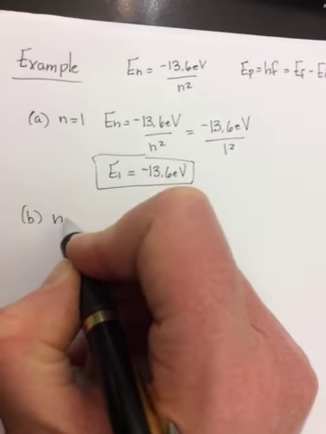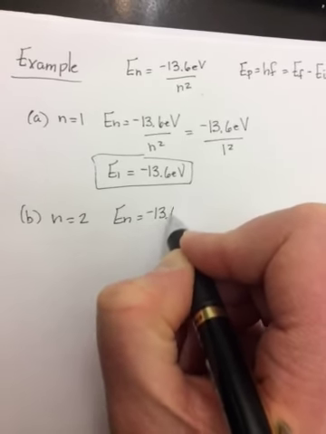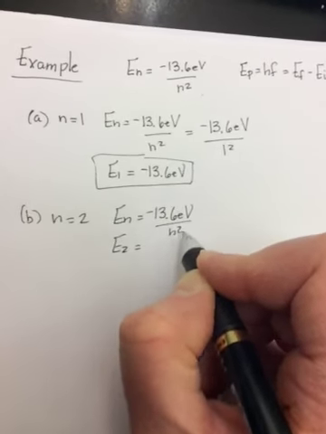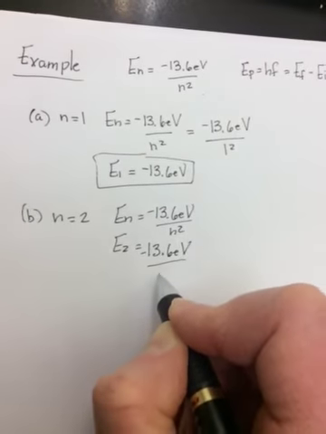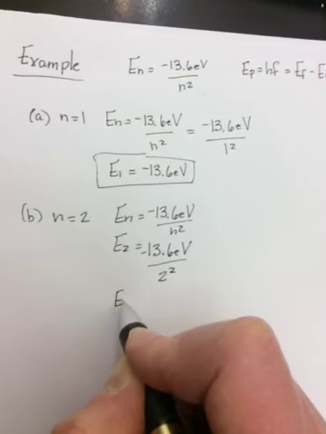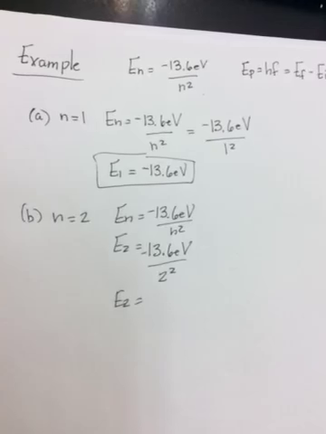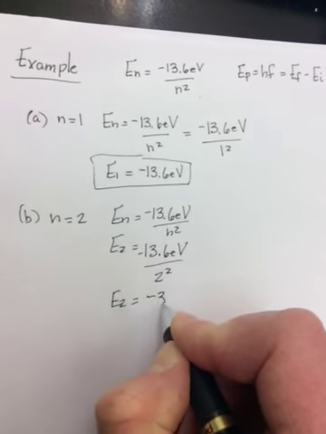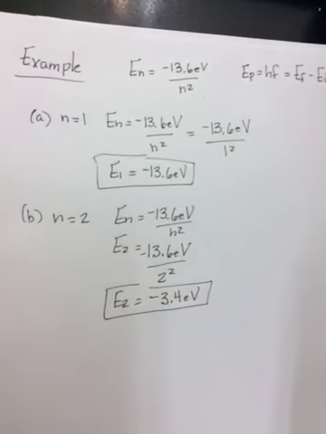Part B says determine the energy of the second level. So that would be n equals 2. So again, E_n is equal to negative 13.6 electron volts over n squared. So E_2 is equal to negative 13.6 electron volts over 2 squared. So E_2 is 13.6 divided by 4, which is going to be negative 3.4 electron volts. This is the energy of the second level.